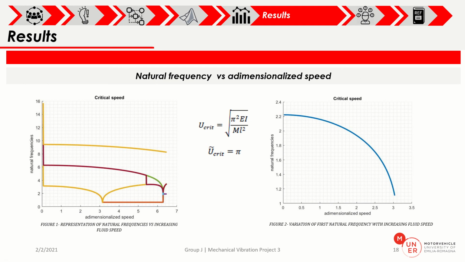Beyond the critical velocity, instability takes over and the pipe vibrates critically. So, one method to reduce vibration in those systems is to have a flow rate lower than the critical speed, which in our case is equal to 15.7 meters per second.